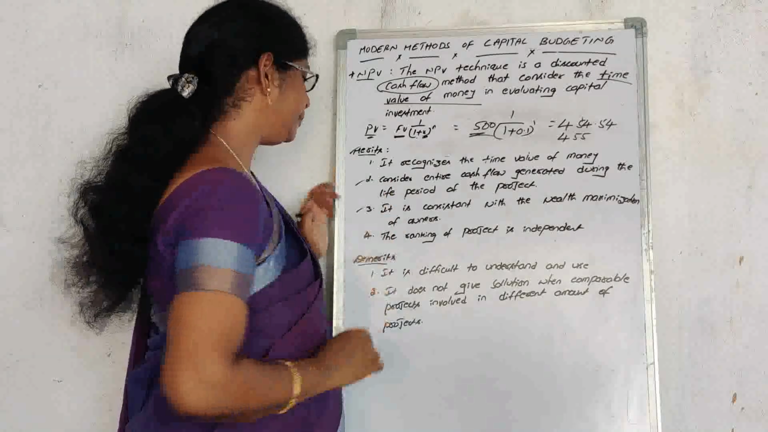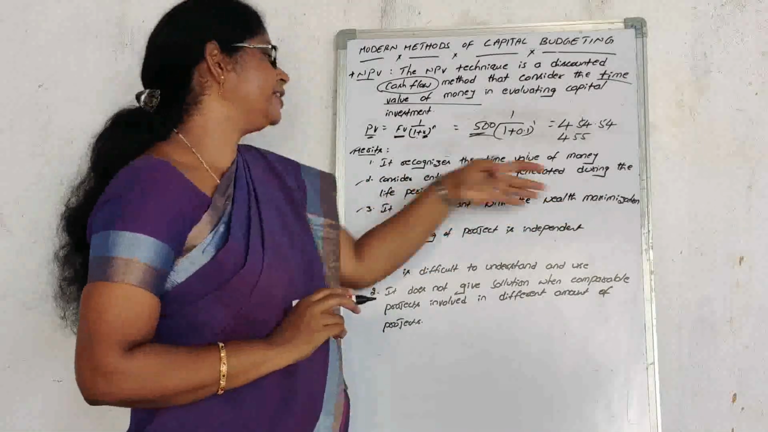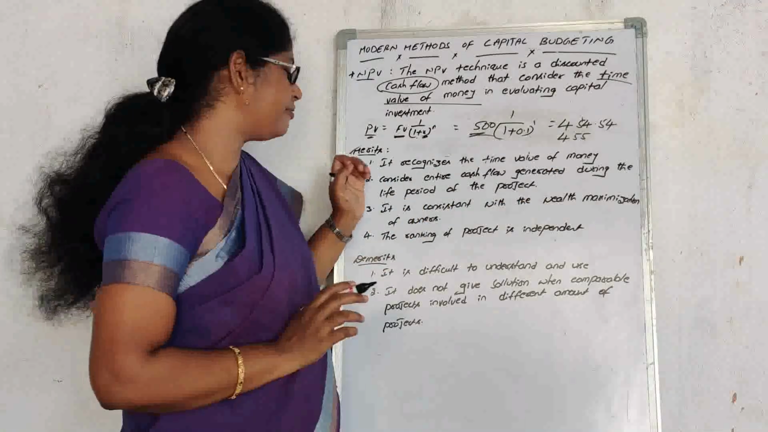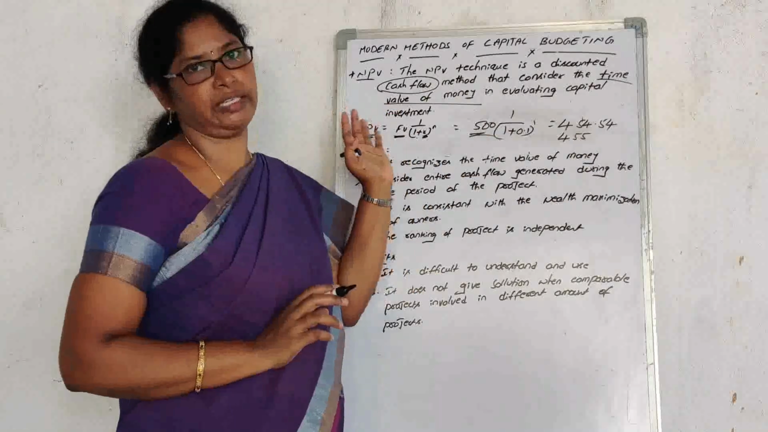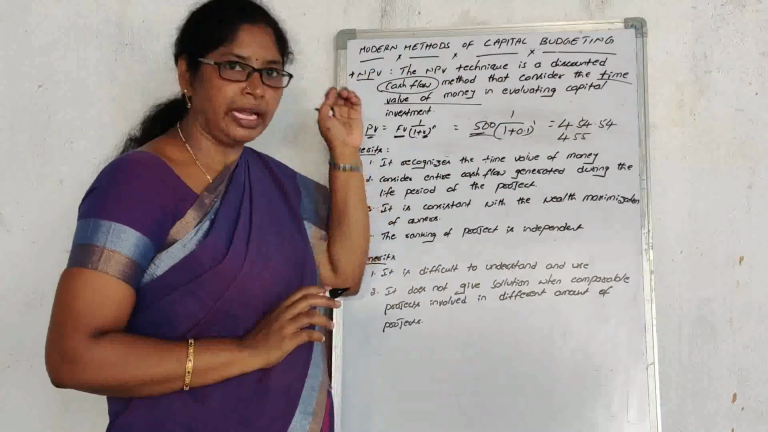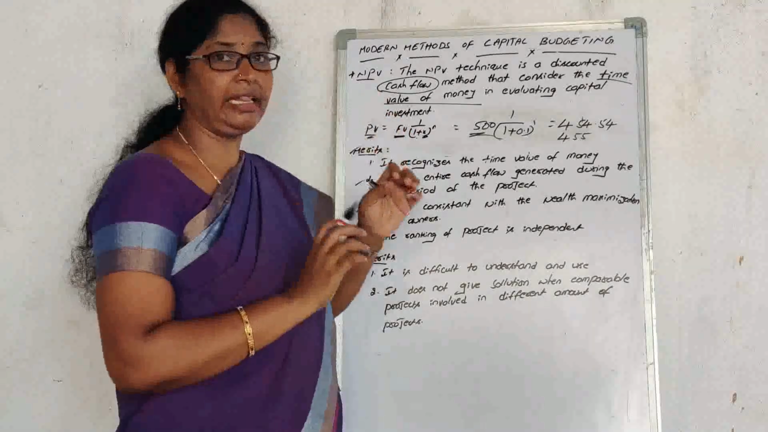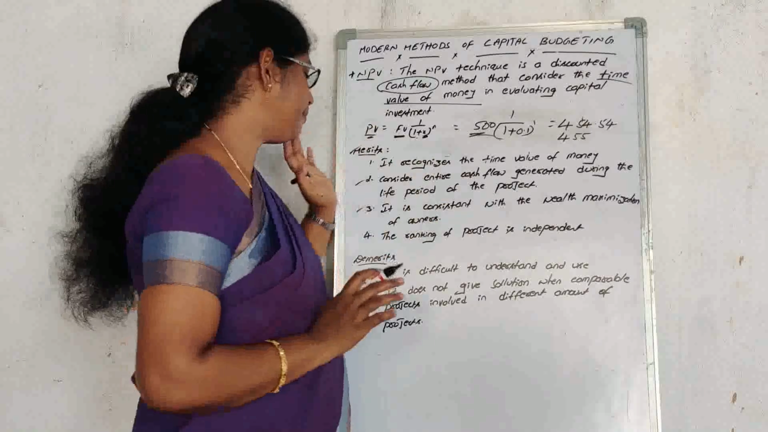And coming to the third point, it is consistent with the wealth maximization of owners. It is very consistent in determining the wealth maximization of owners. Why? Because we consider the time value of money, so we get the exact value of the future value. So this is a very consistent method.